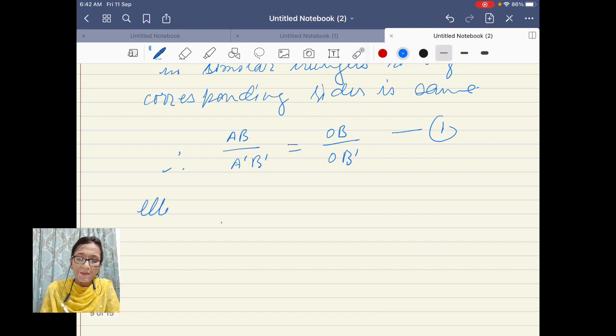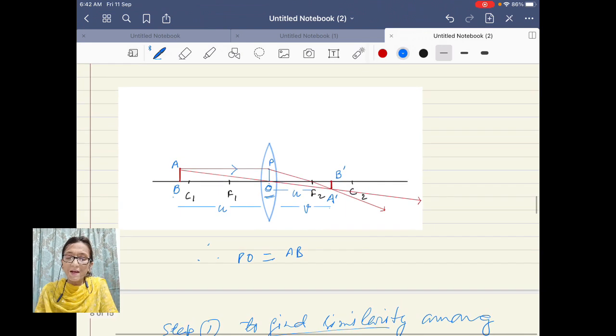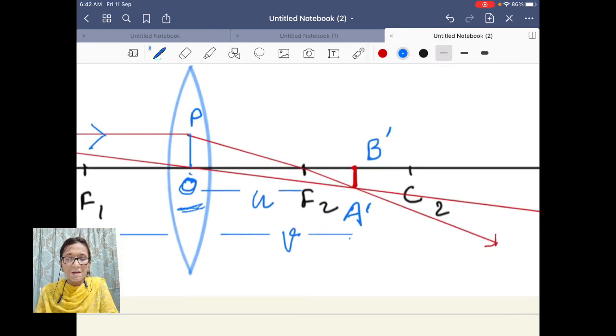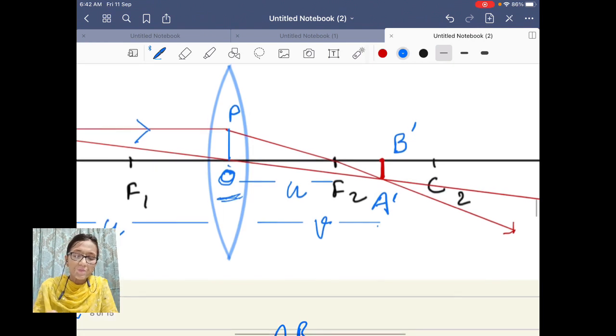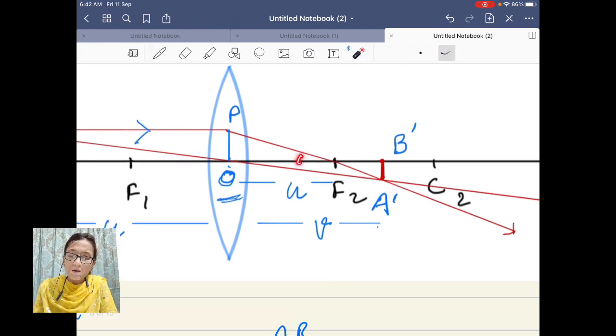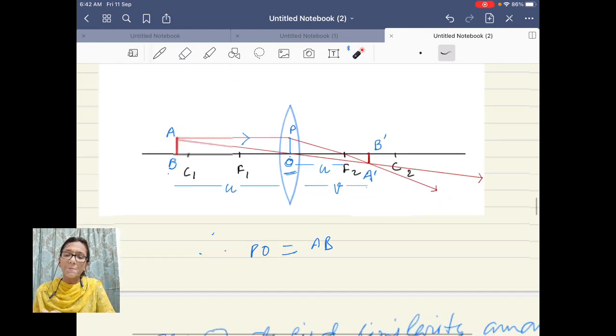Similarly, you have one more pair of triangles which are similar. In all these kinds of derivations, your first step is to find similarity among pairs of triangles. Now in these triangles POF2 and F2B'A', you can see that the vertically opposite angles are the same, and this angle is 90 degrees at O, and also at B' you have an angle of 90 degrees.